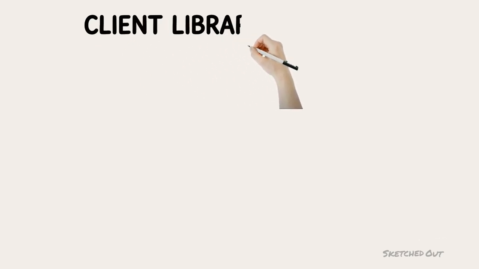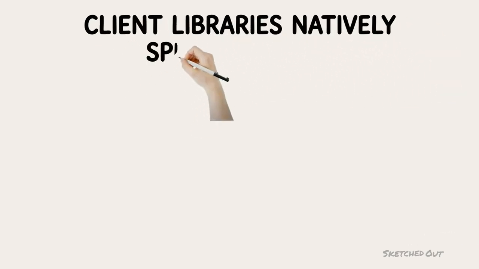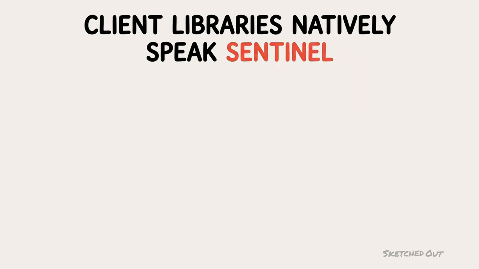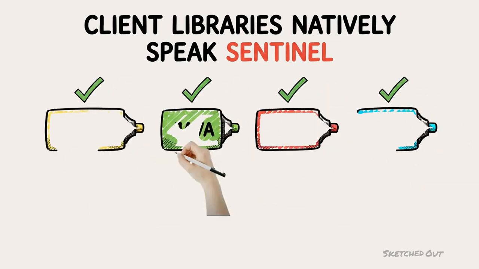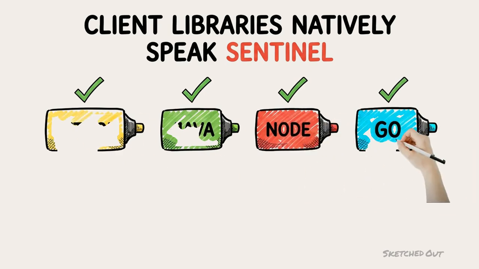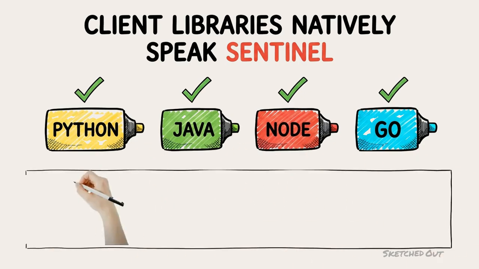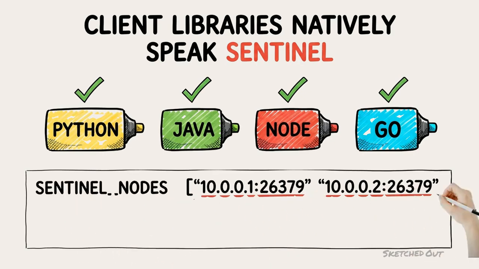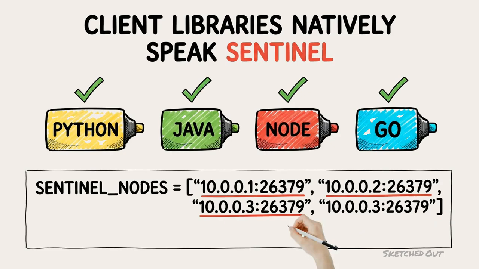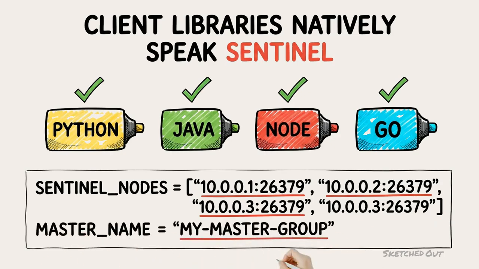Now the part that makes this easy. You almost never build any of this yourself because the major Redis client libraries already speak Sentinel natively. Python has it in redis-py, Java has Jedis and Redis, Node has ioredis, Go has go-redis. In most of them, switching is a few lines. Pass the Sentinel addresses and the master name instead of one host, and discovery plus reconnection is handled for you.